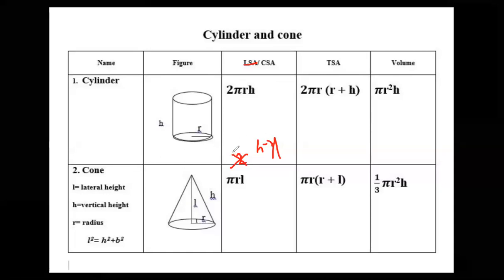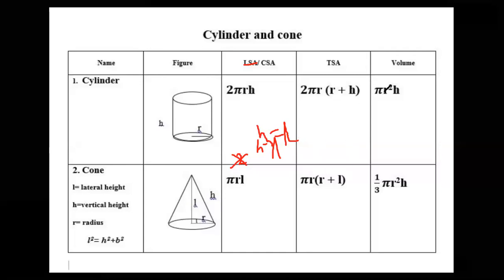So the 2 must be removed, and instead of h, we need to write L. So h becomes L. So what will be the formula? πrL. What will the TSA formula be? The 2 must be removed, h becomes L, so πr(r + L). Okay, that is also okay.